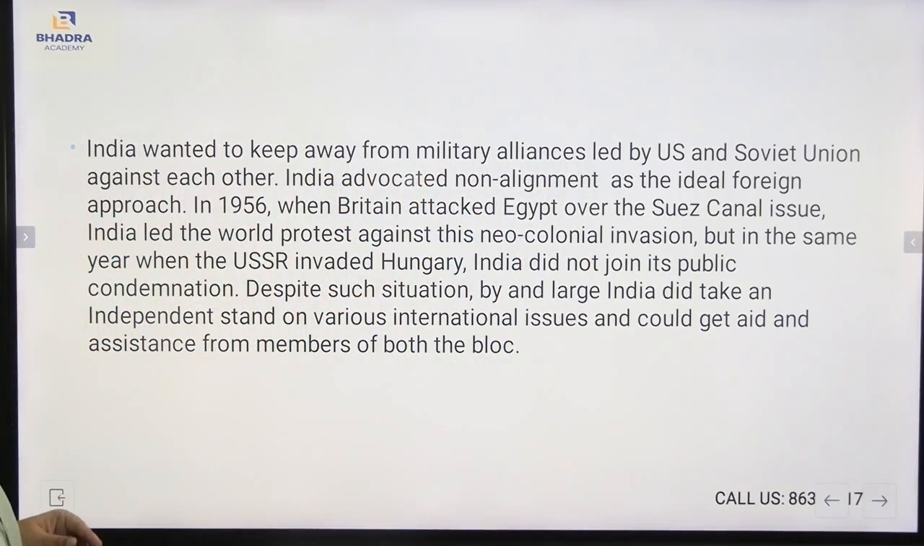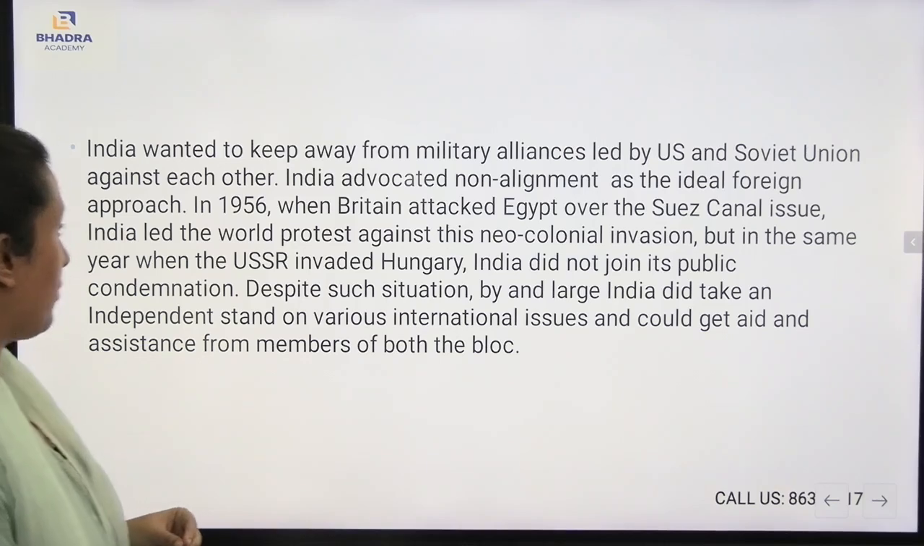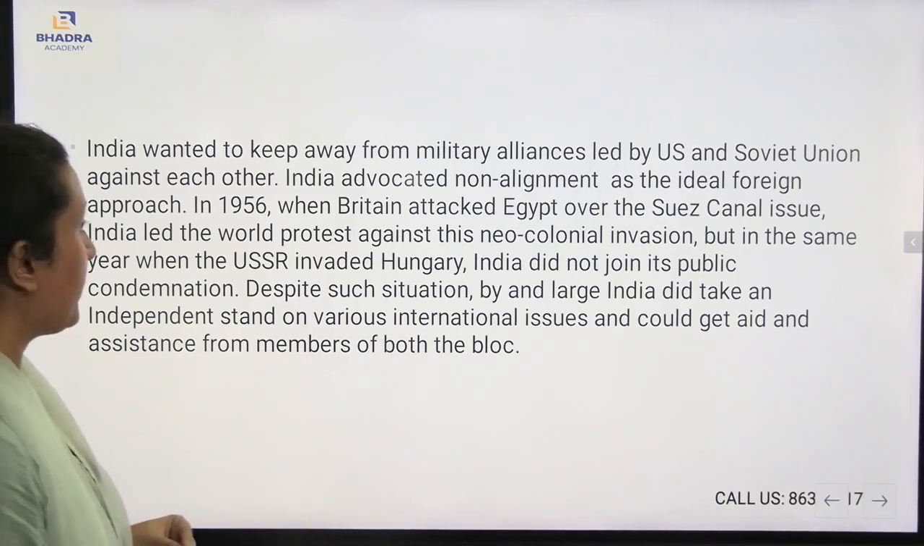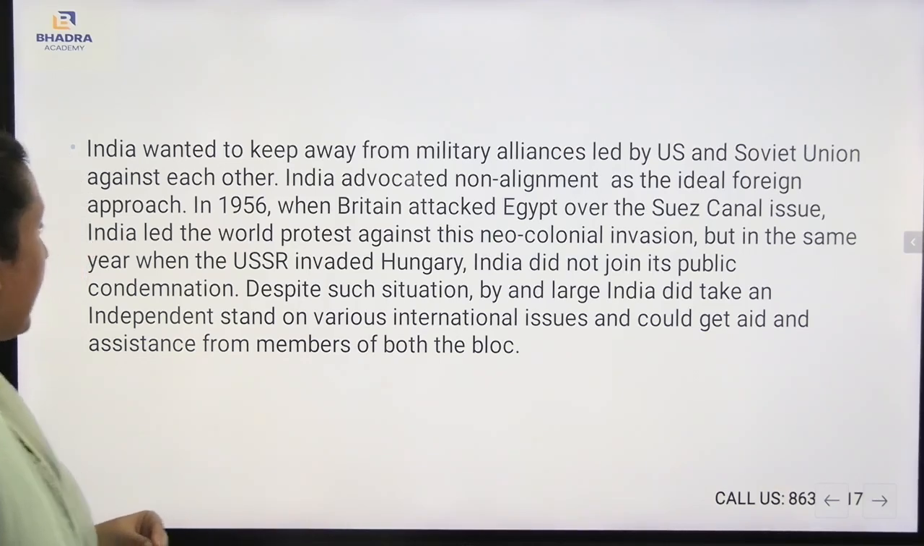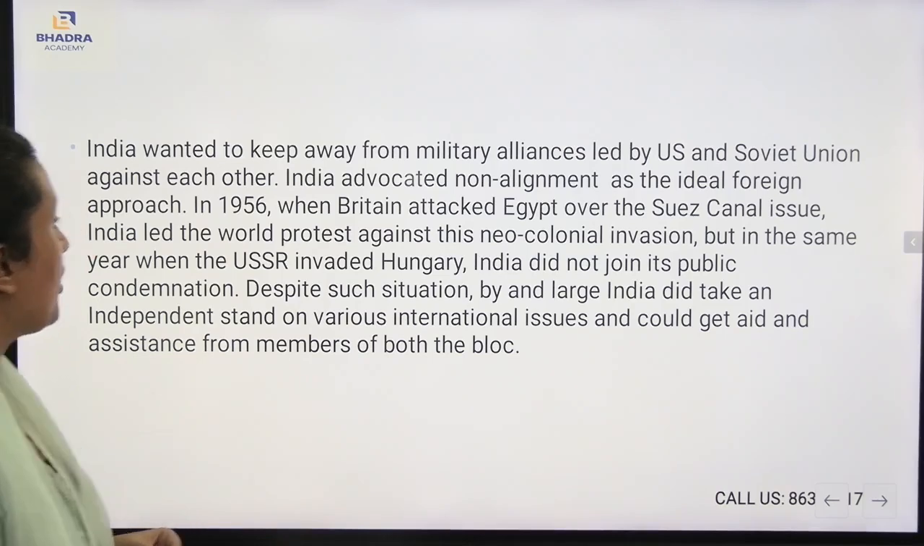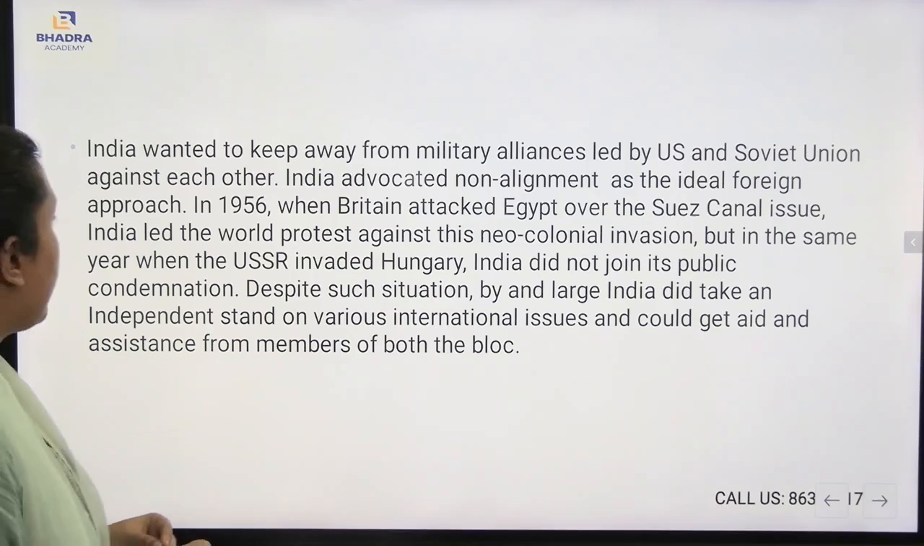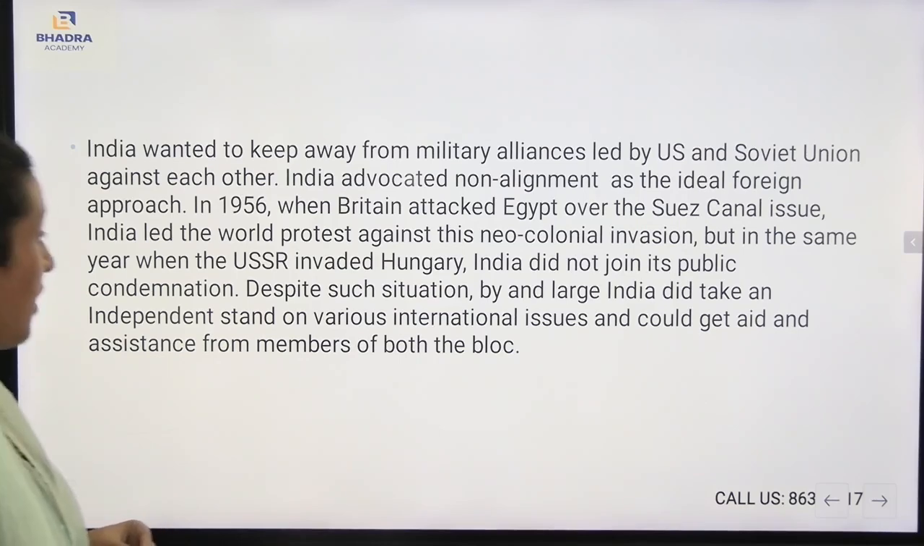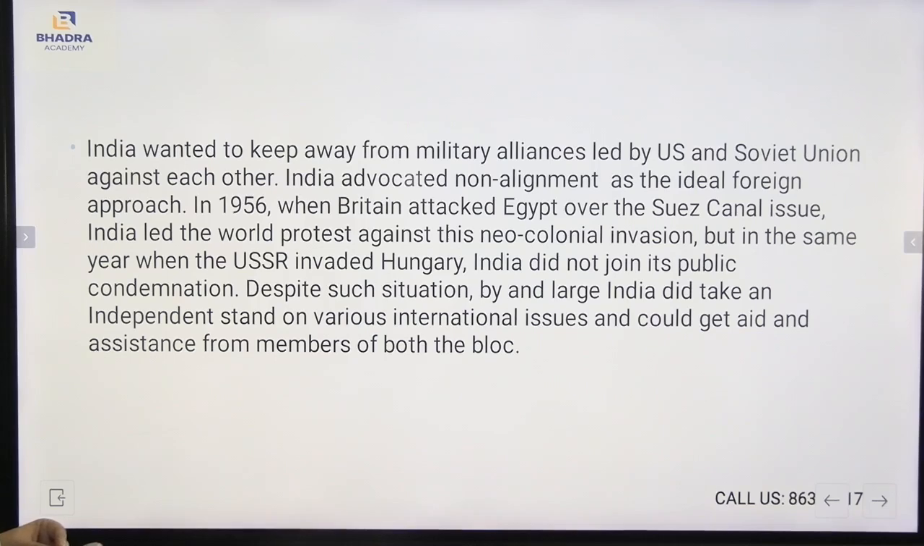India wanted to keep away from military alliances led by the US and Soviet Union against each other. India advocated non-alignment as the ideal foreign approach. In 1956, when Britain attacked Egypt over the Suez Canal issue, India led the world protest against the neo-colonial invasion. But in the same year, when the USSR invaded Hungary, India did not join its public condemnation.